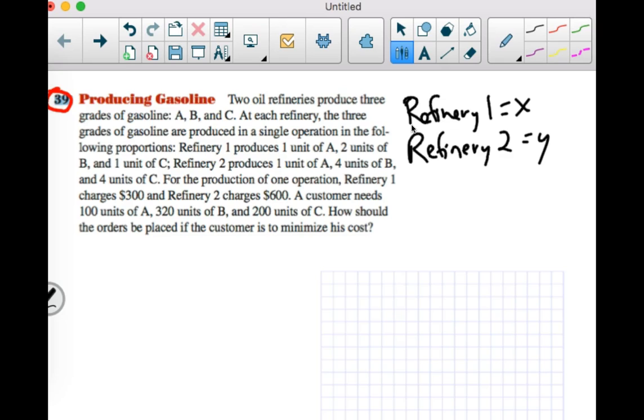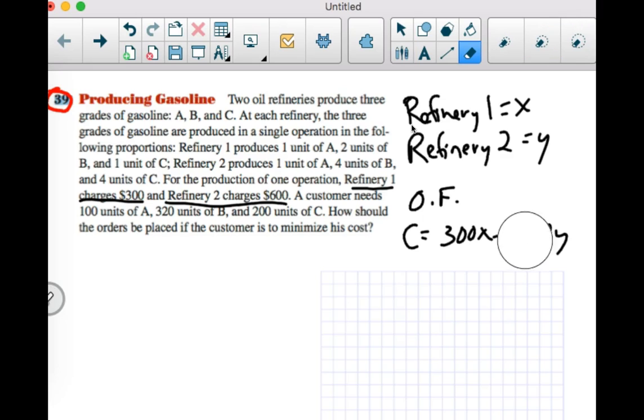And I want to go for that objective function right away. And it says, how should the orders be placed if the customer is to minimize costs? So what I want to do is look for the information about the cost at the refinery. And it says Refinery 1 charges $300 and Refinery 2 charges $600. So I suppose we could use C for charge. 300X plus 600Y. Now we had a problem about paper that we covered in class that's very similar to this one. If you're wondering why so much for Refinery 2, well, chances are pretty good that that's the one that produces that high grade of gasoline.